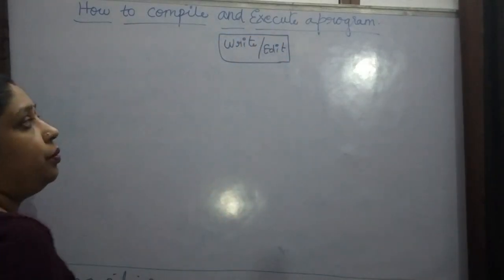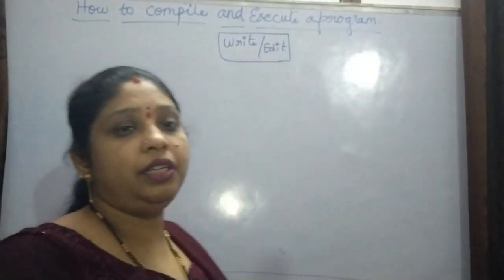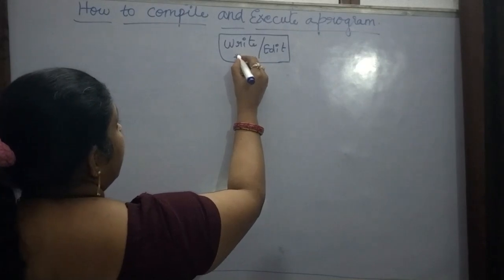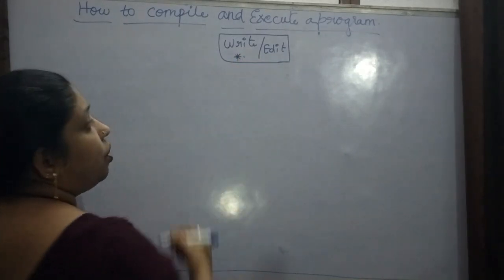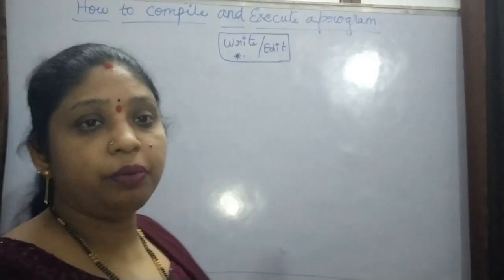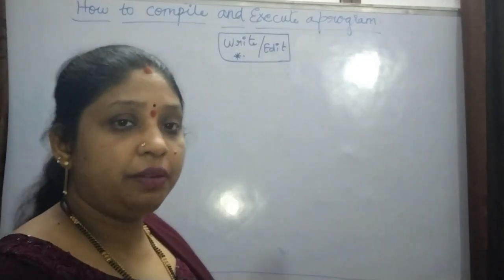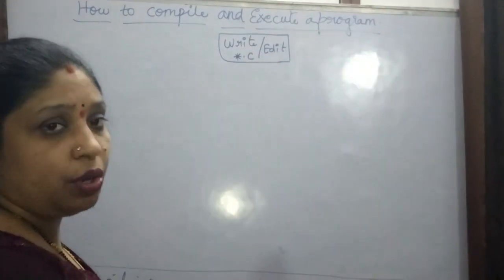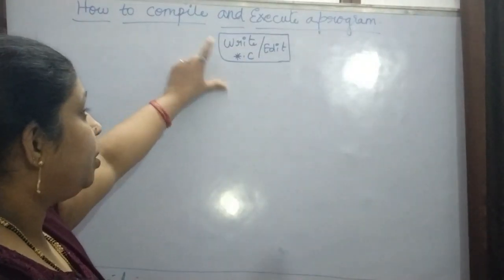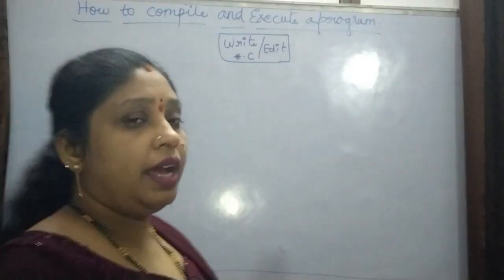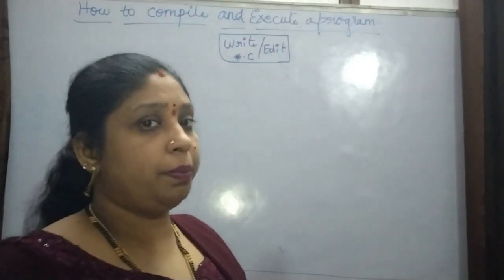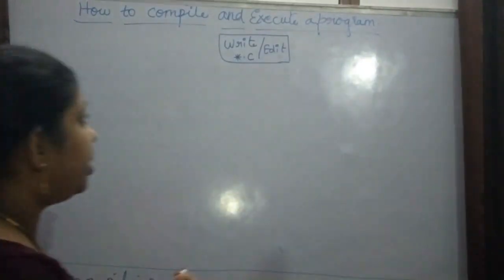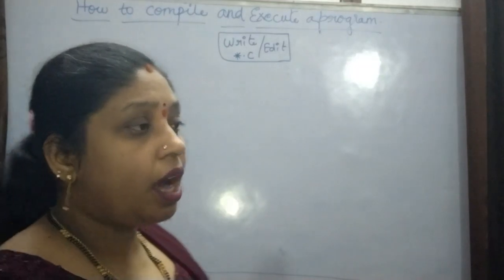Think that you have written a program and you have named it with some file name. Here I am taking star as the file name. And as I already said, when you write a C program, you have to save that C program with .c. Now this program you have to save, and you will ask the system to compile it.